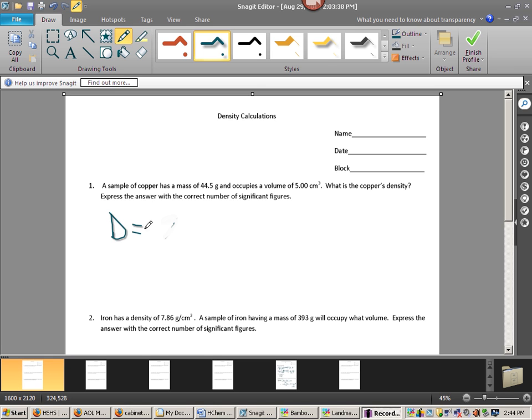Density is equal to mass divided by volume. If you forget what that equation is, it is the first one on the formula sheet in your reference packet. So let's see, the mass that we have is 44.5 grams, and then we're going to divide it by 5.00 centimeters cubed. There's our mass, 44.5 grams. There's our volume, 5.00 centimeters cubed, is equal to.